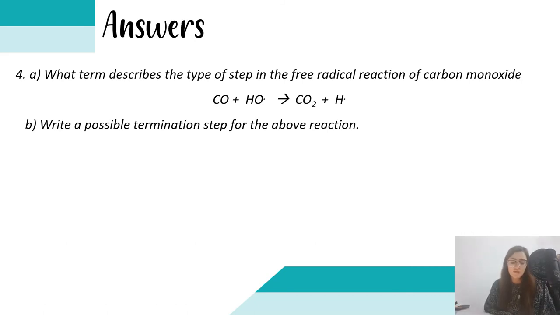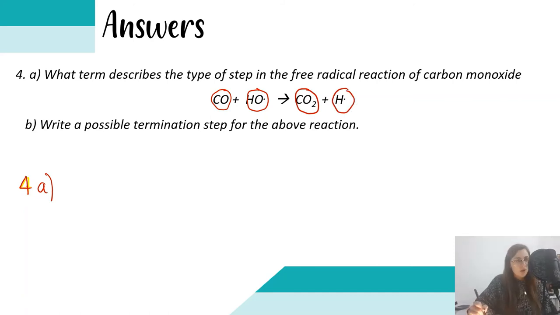So question 4A, what term describes the type of step in the free radical reaction of carbon monoxide? If we are looking at the reaction above, we have a stable molecule and a free radical reacting together to create another stable molecule and another free radical. So we're starting with a free radical and we're finishing with a free radical. So this is part of the chain reaction and it is a propagation step.